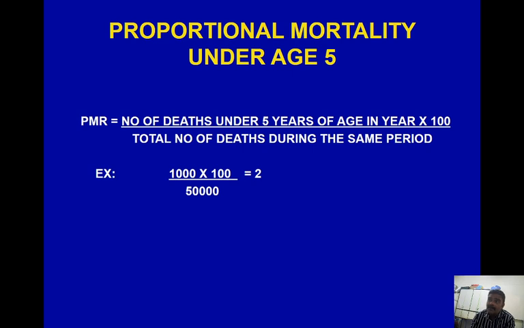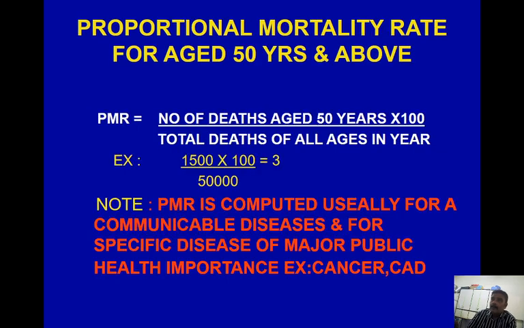So that becomes very important. You say that 1 out of 4 or 5 deaths in the country is happening because of non-communicable diseases. Now this is something important that we have to address. Right? So that's how the gravity of the problem is understood by most of the decision makers or policy makers. So proportional mortality rate is computed usually for communicable diseases and for specific diseases of major public health importance like cancer, coronary artery disease, non-communicable disease, etc.